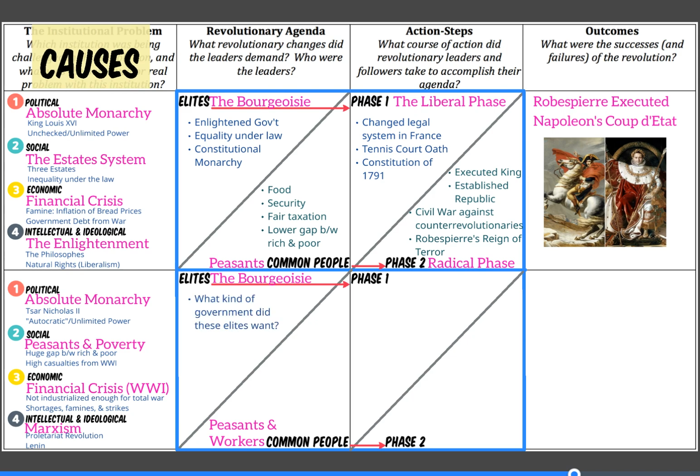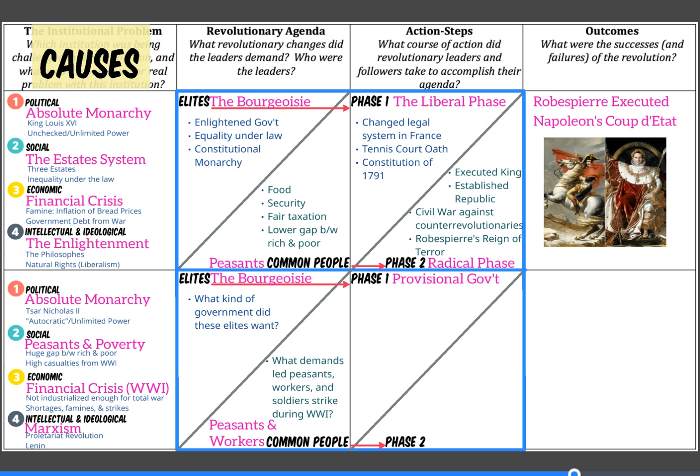So here's a question that can help guide the information you put in that first box. What kind of government did those elites want? The middle class individuals. Feel free to go back to the reading if you don't find that in your notes from last night. Second question is, what were the demands that peasants and workers had that led them to go on all these strikes during World War I?